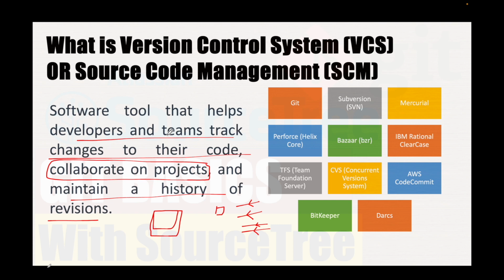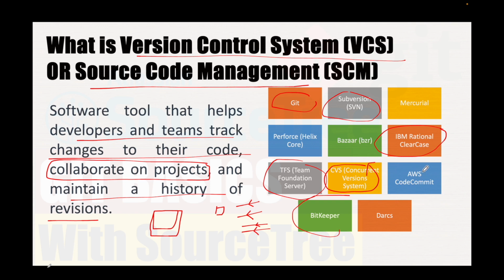So what are the different tools or different version control systems, also known as source code management software? Git, Subversion, Bazaar, AWS CodeCommit, BitKeeper, TFS, IBM Rational ClearCase. These are some of the very prominent ones, CVS also being one of them, which are being used.